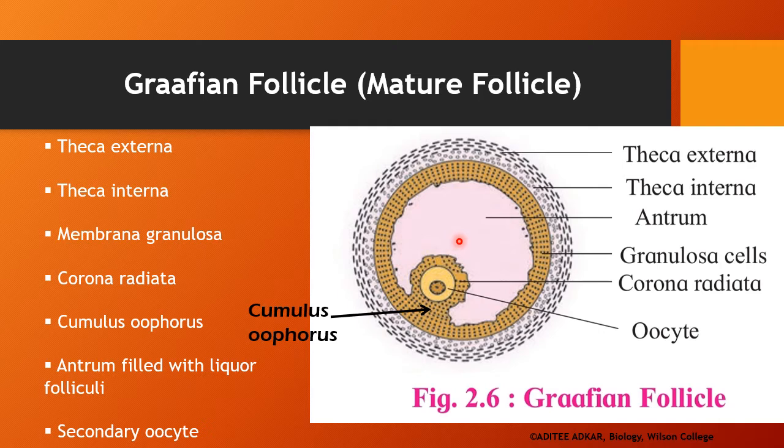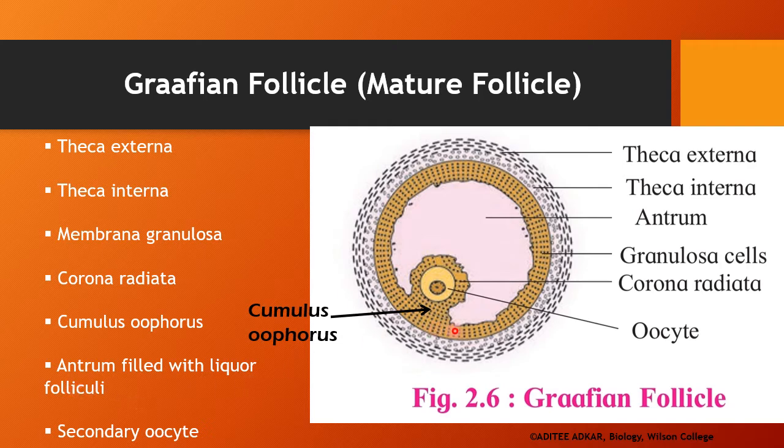It has been pushed away from the center to one side. Hence, the secondary oocyte is said to be eccentric. Eccentric meaning away from the center. A large part of the Graafian follicle is occupied by the antrum. The antrum is a fluid-filled cavity, and the fluid which is present inside the antrum is known as liquor folliculi.